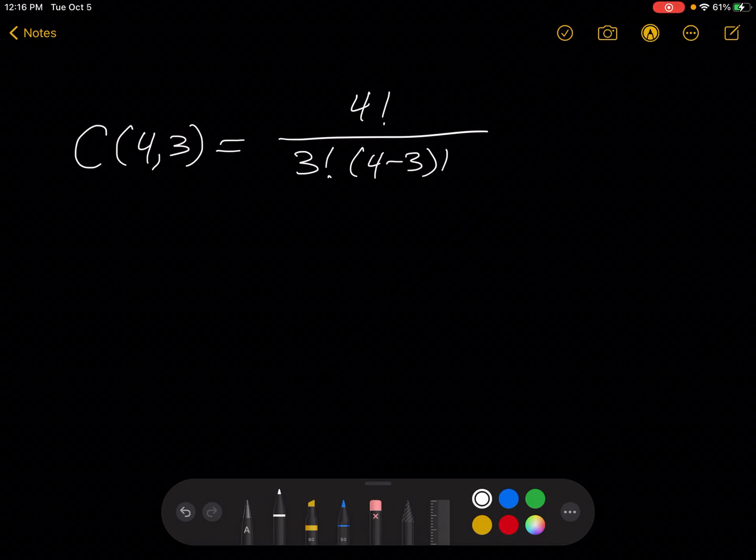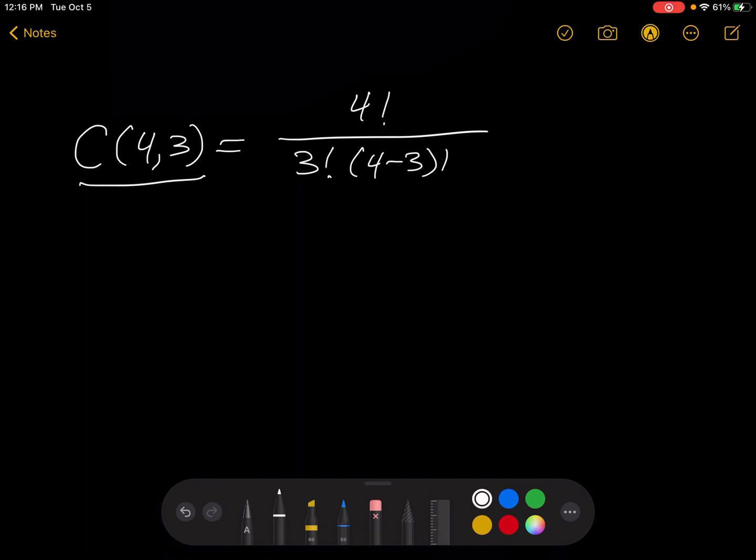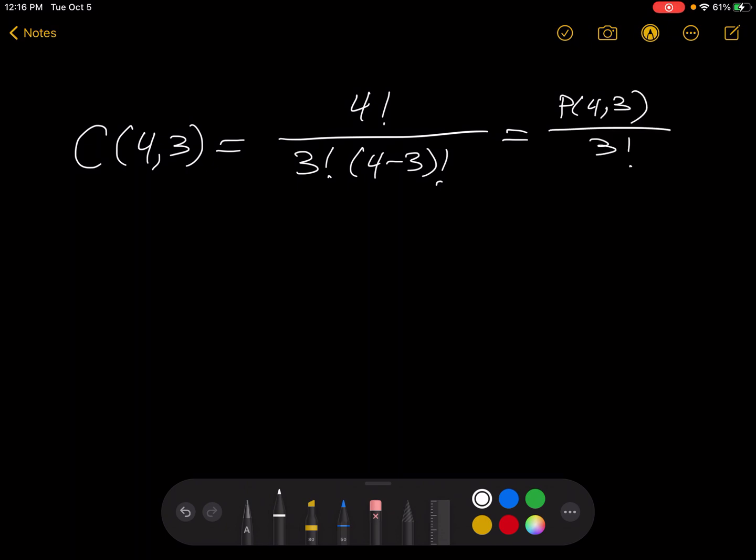In the previous video, we saw that the number of 3-element subsets of a set with 4 elements can be computed by this formula, and that the answer is 4. So now, in this video, I want to explain why this formula is correct. The first thing we need to establish is that this is equal to P43 over 3 factorial.